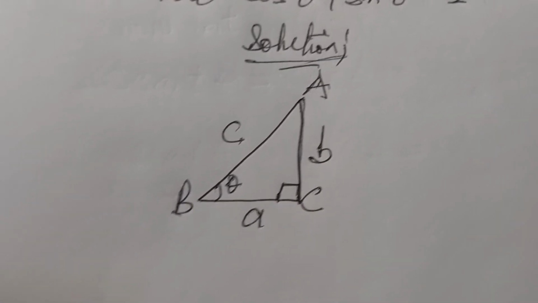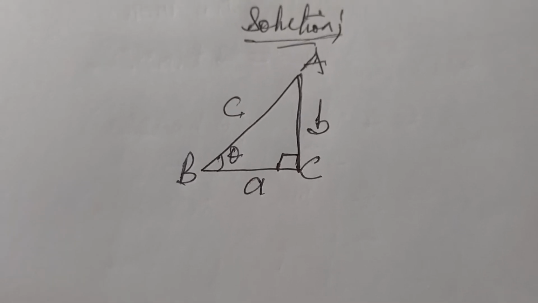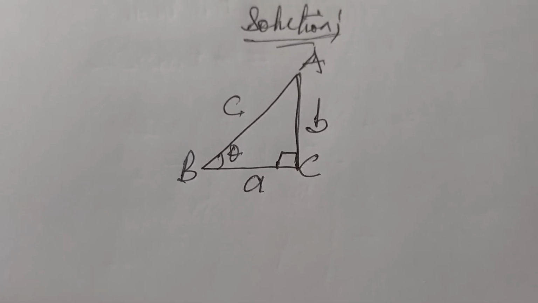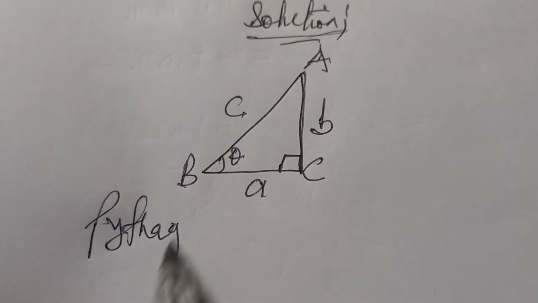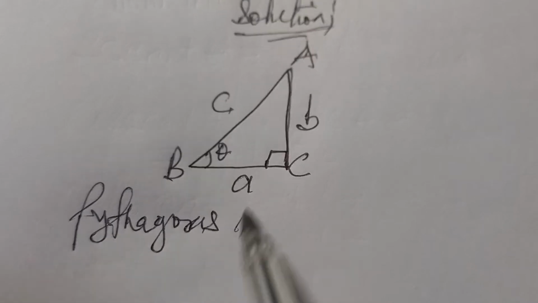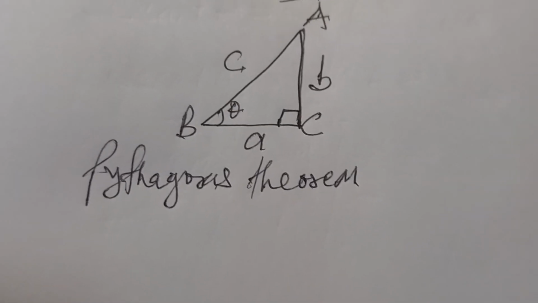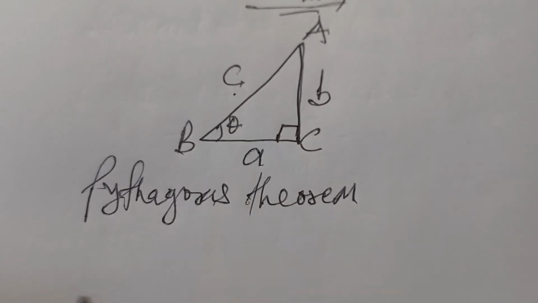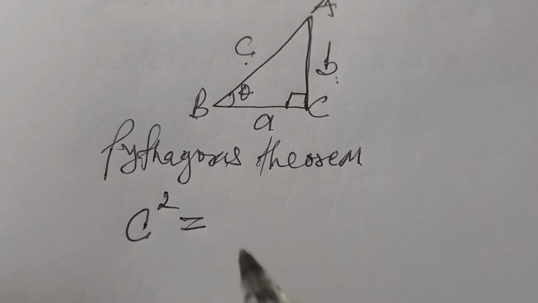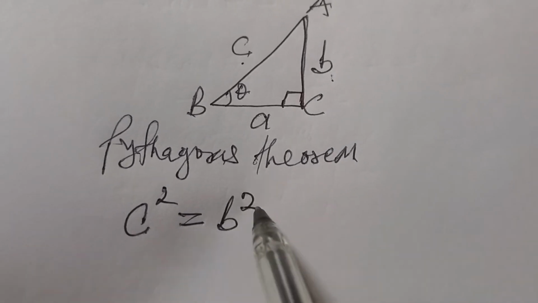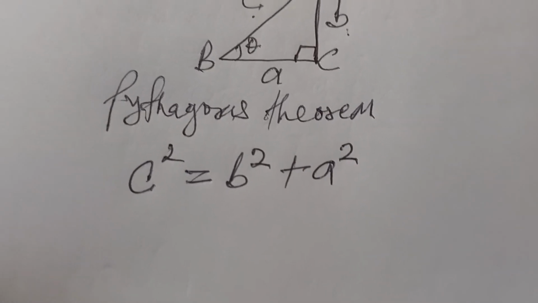All right. So from this right angle triangle, we will consider a theorem called Pythagoras theorem. Pythagoras theorem states that the square of the hypotenuse is equal to the sum of the squares of the opposite and that of the adjacent. All right, so that is the theorem.